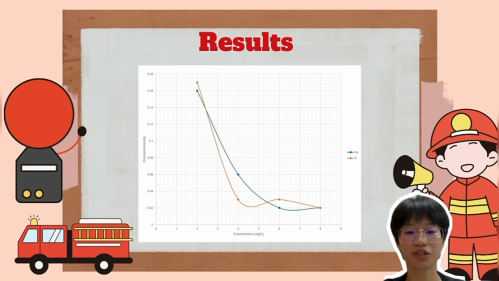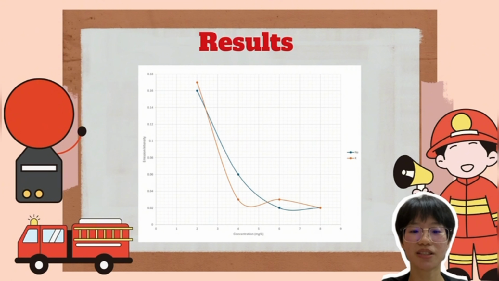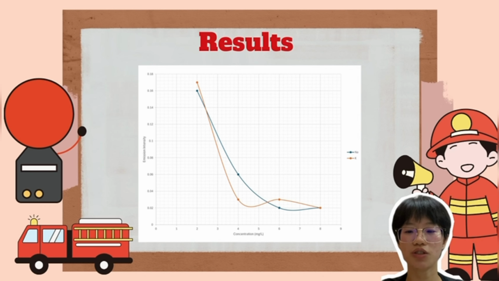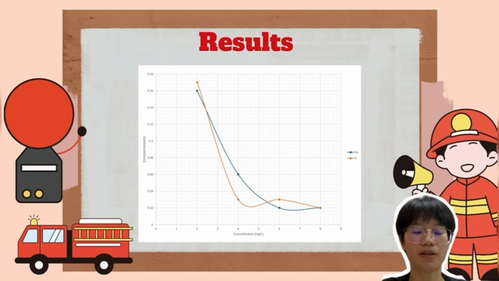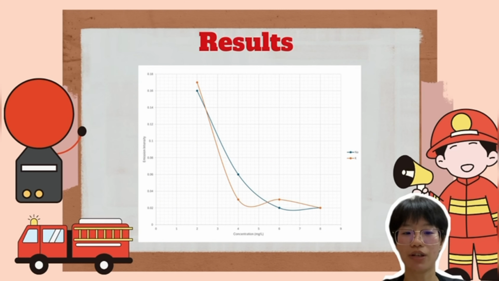However, as the concentration increases to about 4 mg per liter, the emission intensity drops sharply, particularly for potassium, which may be due to self-absorption, ionization effects, or flame saturation. At higher concentrations, about 6 to 8 mg per liter, the emission intensities for both elements become very low and nearly constant, indicating reduced sensitivity and poor analytical reliability.